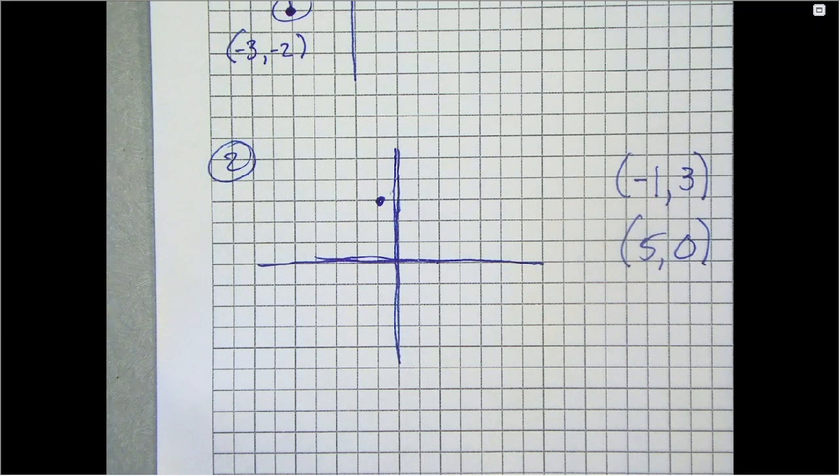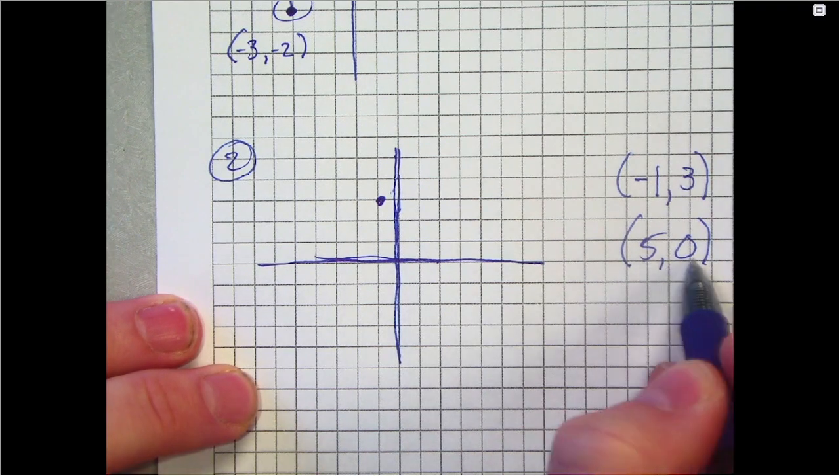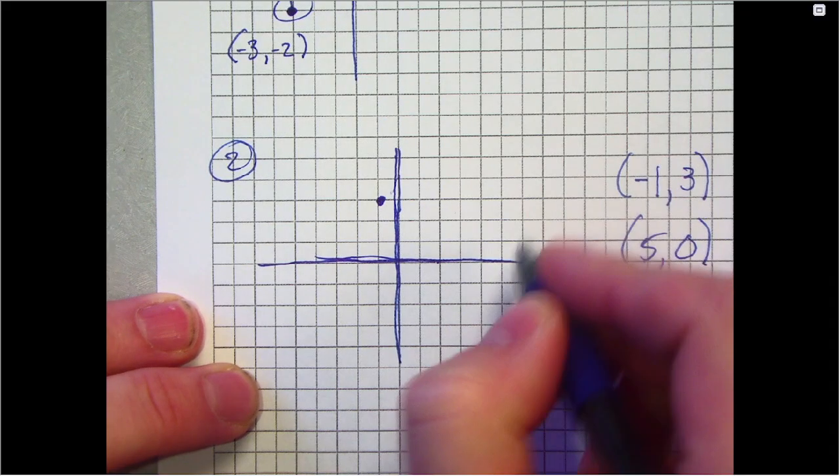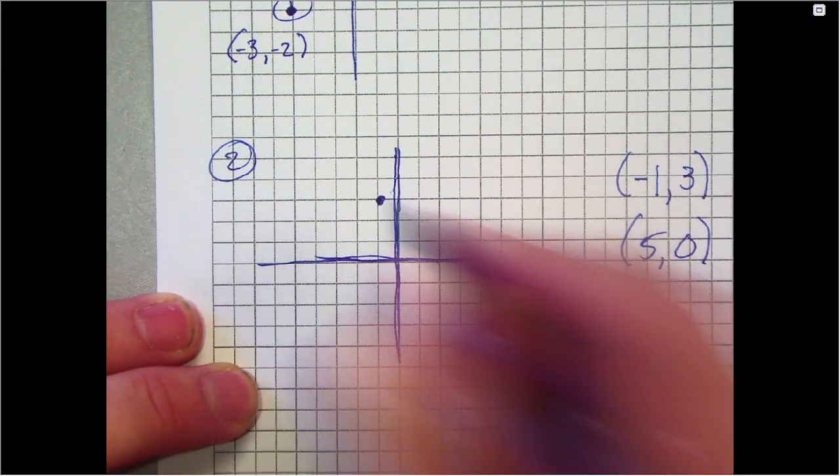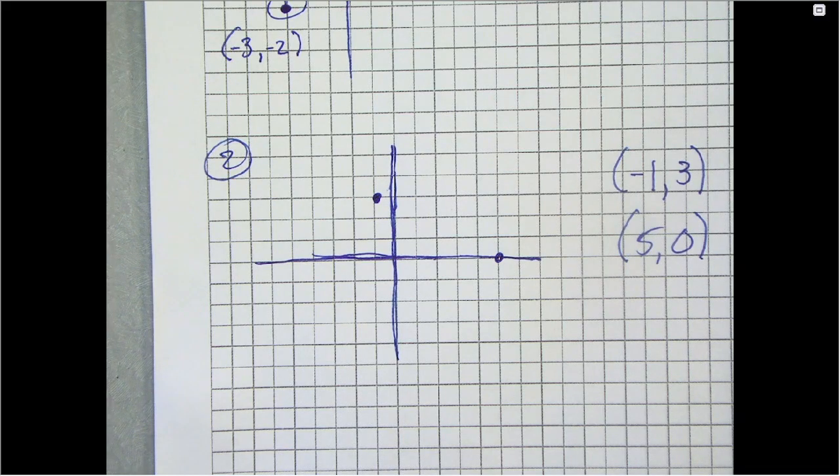Or if you're not confident, you don't want to mess up your paper, just think about where it would be and I'll put it. You can write it. So 5 comma 0 is 5 to the right and 0 up or down, which would be that guy right there. So that's just like, can you plot points? Now we're going to do the slope.